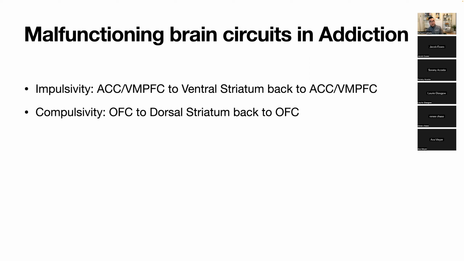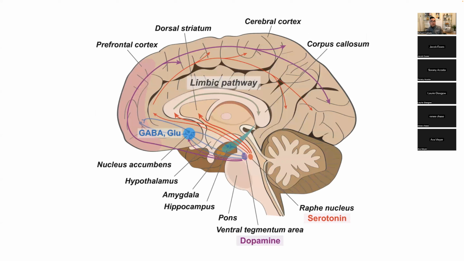Anterior cingulate cortex to the striatum, back to anterior cingulate cortex, and that goes on. If you do something impulsive long enough, it becomes compulsive, and it almost becomes automatic. That usually stems from your orbital frontal cortex to your dorsal striatum, which is the motor pathway, back to the orbital frontal cortex. Any questions with that? Once again, this is just parts of the brain to understand.